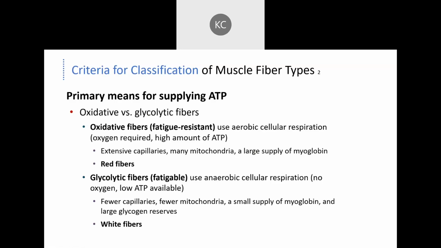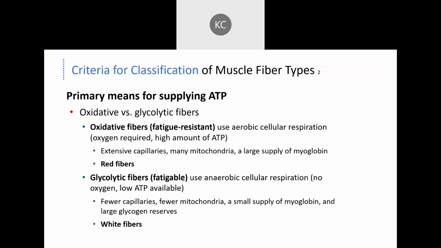So glycogen is a type of starch, animal starch, which is just made up of lots and lots of individual glucose monomers. And so you can break down that glycogen in order to then break down the glucose, and that's the whole point of these glycolytic fibers, is they're breaking down glucose molecules, right?